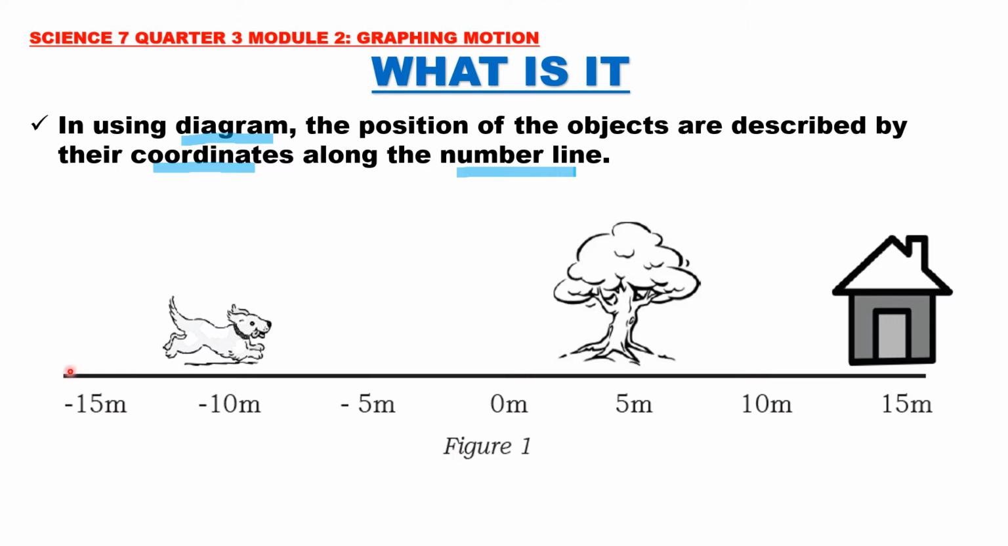So here we have a number line. The number line is marked with numbers. At the center of the number line, we have 0. To the right of 0 are positive numbers, 5, 10, 15. And to the left of 0 are negative numbers, negative 5, negative 10, and negative 15. At top of the number line, we have objects. The first one is a dog. Another one is a tree. And then we have a house.